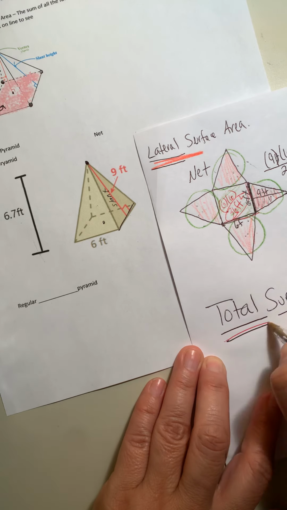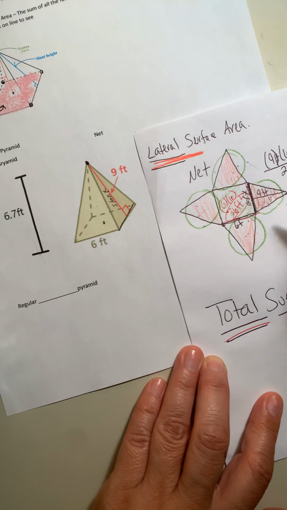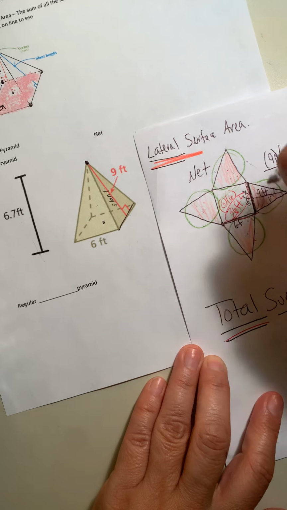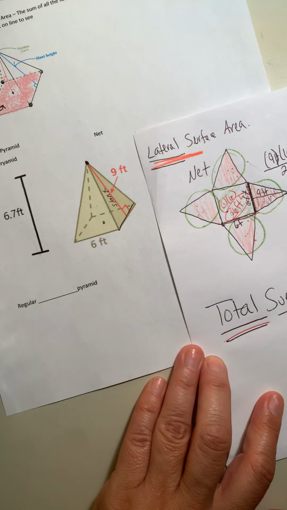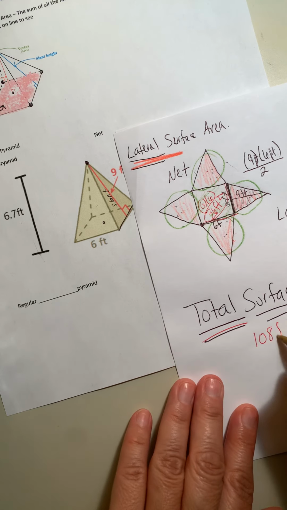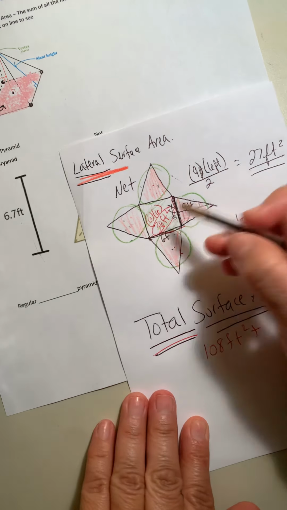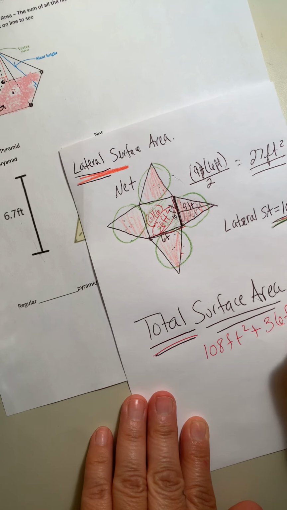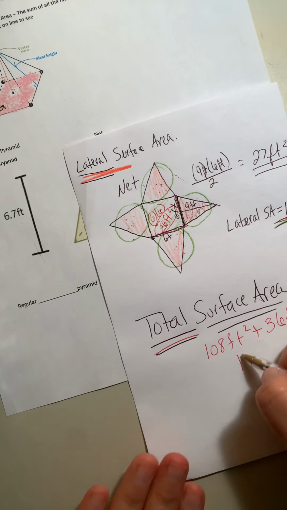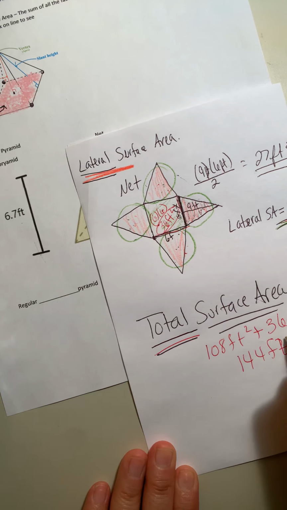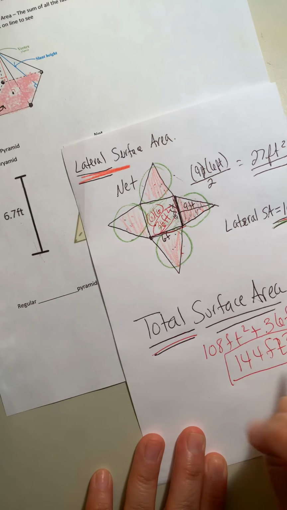So total means you're going to add them up together. So I'm going to find all of my sides, which was 27, 27, 27, 27, and then plus 36. We already know my sides all add up to 108, so I'm going to write 108 feet squared plus the 36 feet squared. So what is that? 108 plus 36. Can you guys add up that for me? Good, it's 144 feet squared. That's the total.